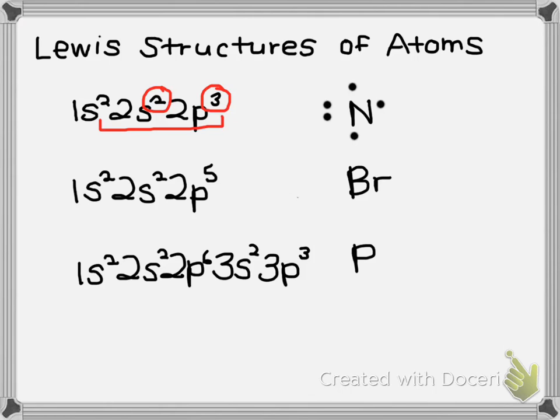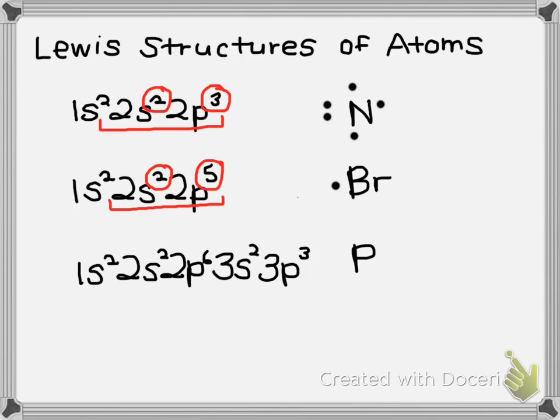Now let's take a look at bromine. If we look at bromine's valence electrons, they are also in the second shell. We have 1s2, 2s2, 2p5. So here are the valence electrons, and we have a total of 2 electrons in the s sublevel and 5 electrons in the p sublevel. So when we draw the dots, we would want to draw 7 dots around the symbol. So let's try to draw those.